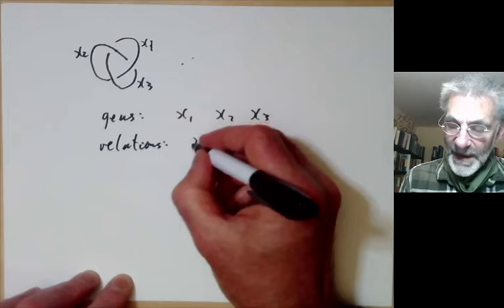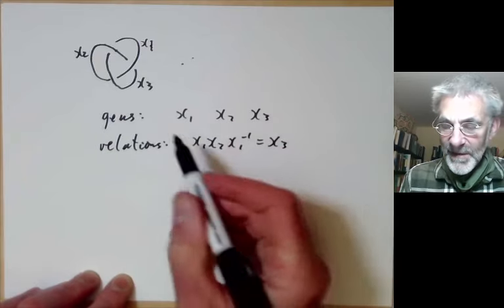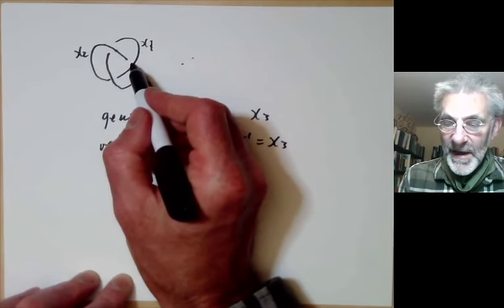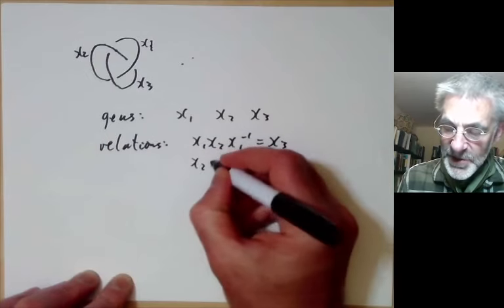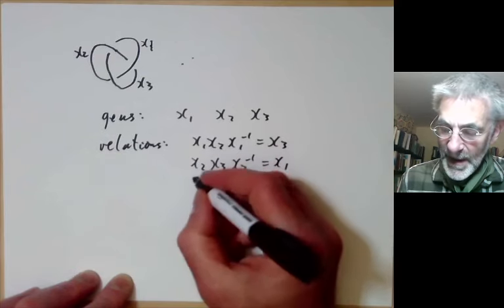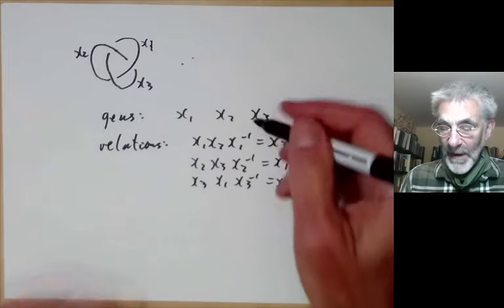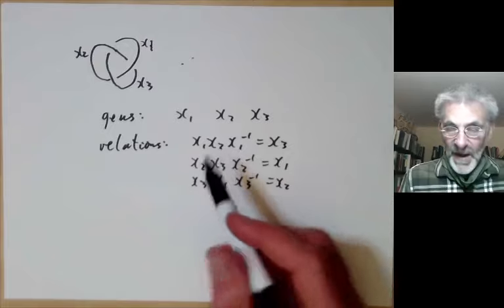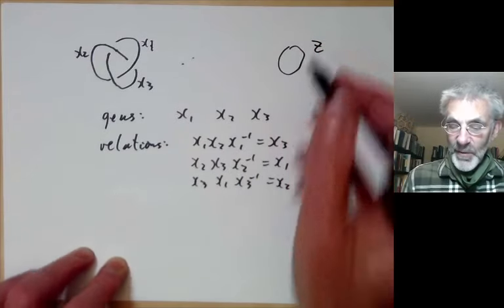And the relations are going to look something like x1, x2, x1 to the minus 1 equals x3. So that would be the relation you get from this crossing here. And then we get a relation x2, x3, x2 to the minus 1 equals x1, and x3, x1, x3 to the minus 1 equals x2. So we've got a group with 3 generators and 3 relations. And we want to know that this is different from the fundamental group of the trivial knot, which is Z.